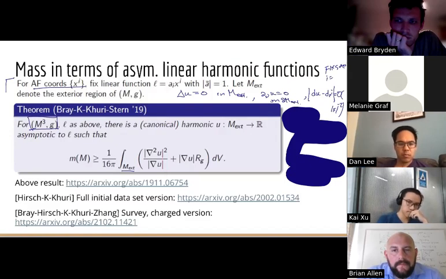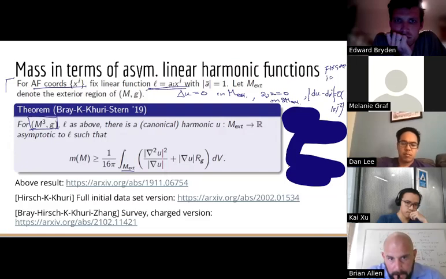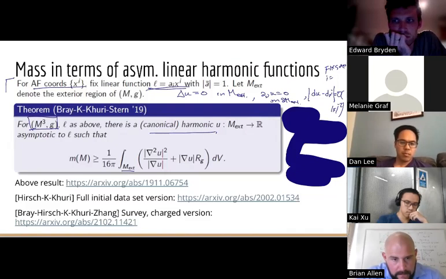Okay, so fix xi. It doesn't have anything special about xi, but I want it to be asymptotic to some linear function of the asymptotic coordinates, where that linear function has norm 1. So might as well just be one of those dxi's. Okay, so in this setting, you can find, up to additive constant, a harmonic function u with Neumann conditions on the boundary, and asymptotically linear, so that this very nice formula holds.